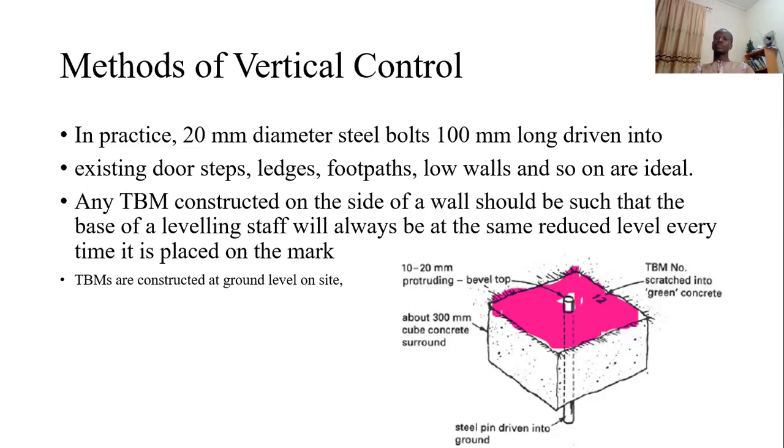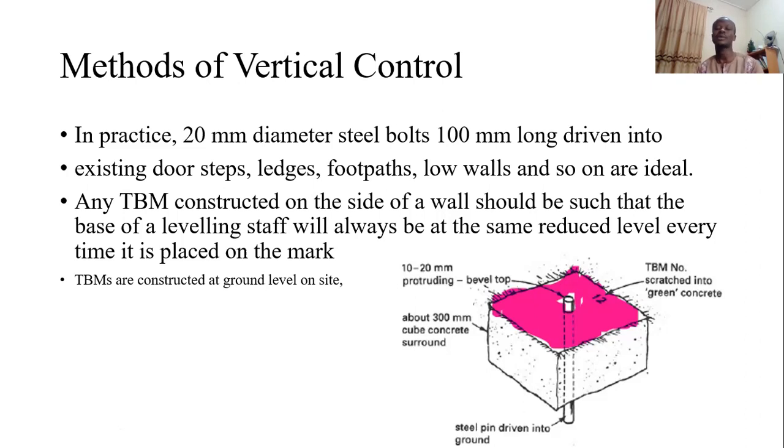It's driven into existing door steps, ledges, footpaths, low walls, and so on. There's a reason why you want to put them at certain recommended places. Any TBM constructed on the side of a wall should be such that the base of a leveling staff will always be at the same reduced level every time, displayed on the mark. So it's not like you place it on a wall one moment and you have one value, and another time you put it there and you have another one.